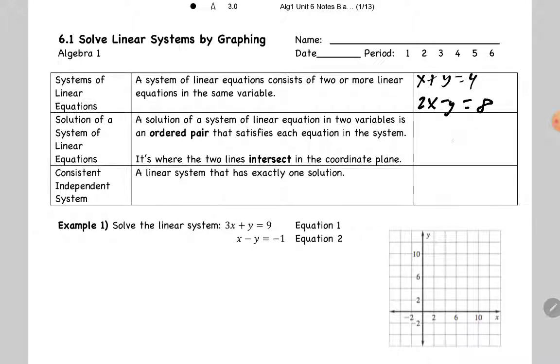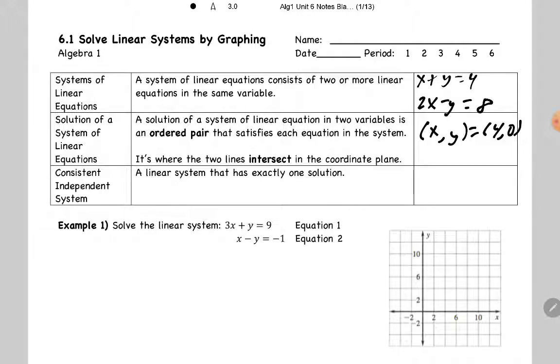A solution of a system of linear equations in two variables is an ordered pair that satisfies each equation in the system. So x comma y equals 4 comma 0. That means if I plug 4 for x into both of these equations and 0 for y, it'll satisfy both equations. Let's check it out. If I plug 4 in for x in the first one, I'll get 4 plus y, which is 0. 4 plus 0 does indeed equal 4.